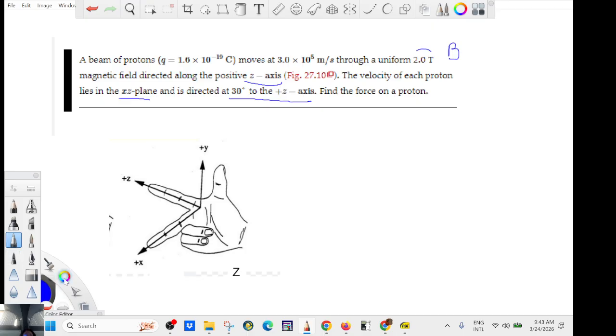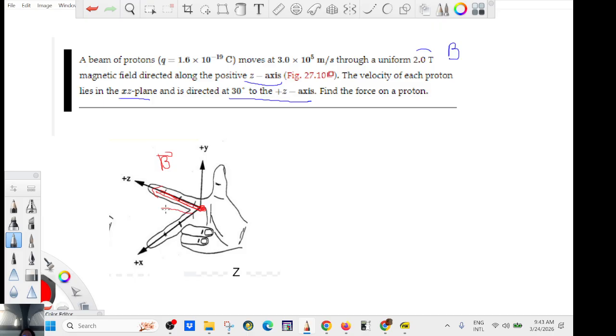Okay, so first, in physics, you want to start with a drawing of the situation. So, magnetic field along the z-axis. So the magnetic field is along the z-axis here. Is that right? Z-axis. So that will be the magnetic field. And then the velocity is in xz, and it makes 30 degrees with the z-axis.